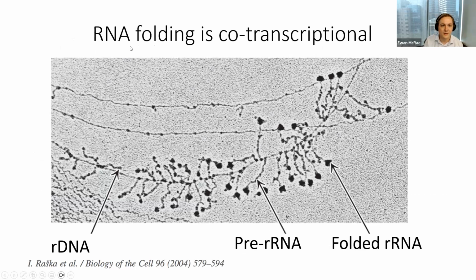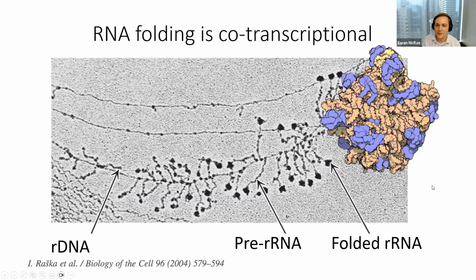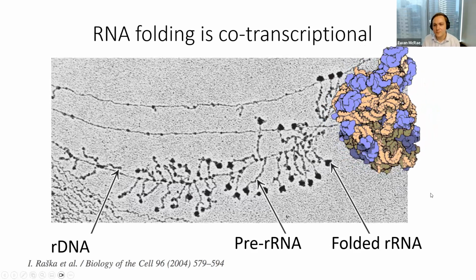And one of the fundamental things is that RNA folding is co-transcriptional, which we can observe if we look at these beautiful Miller spreads of ribosomal RNA production. We can see as the ribosomal DNA is transcribed, we're already forming these dense globs of ribosomal RNA. And as the polymerase falls off, the ribosomal RNA is already mostly folded, and there's just a little bit of restructuring that has to happen.